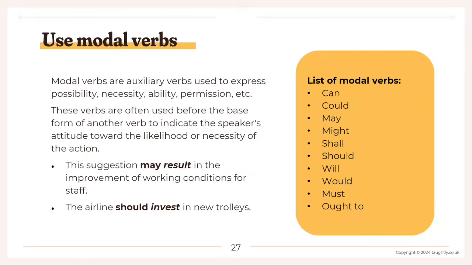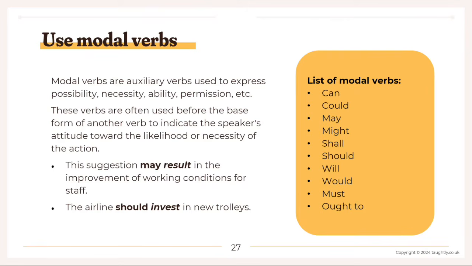You can also use some modal verbs to give suggestions. So modal verbs are auxiliary verbs, which is basically a verb that you add on to another main verb to suggest possibility, necessity, or permission. So for example, this suggestion may result in the improvement of working conditions for staff. Here our main verb is result and our auxiliary modal verb is may result. The airline should invest in new trolleys. Our main verb is invest and our modal auxiliary verb is should invest.